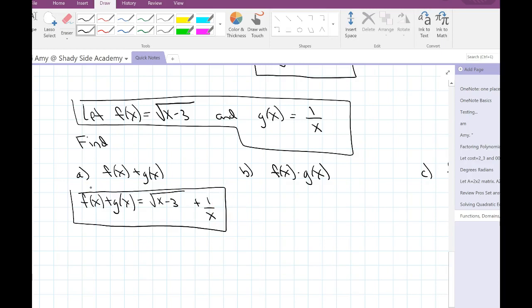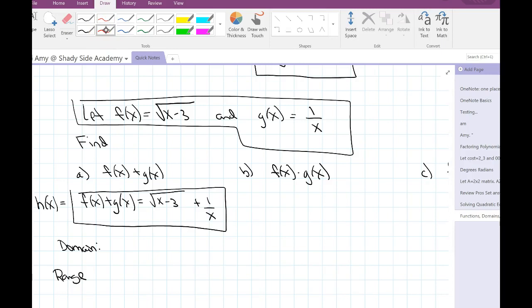Now, notice something. F of x plus g of x is just a new function of x. Some people will even create a new letter and call this the function h. I have a question for you. What is the domain of h, and what's the range of function h? Sometimes textbooks will take kind of a shortcut.